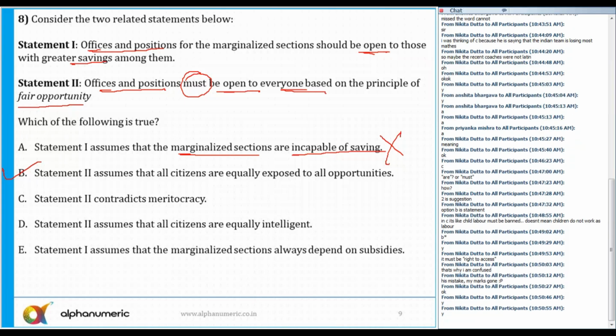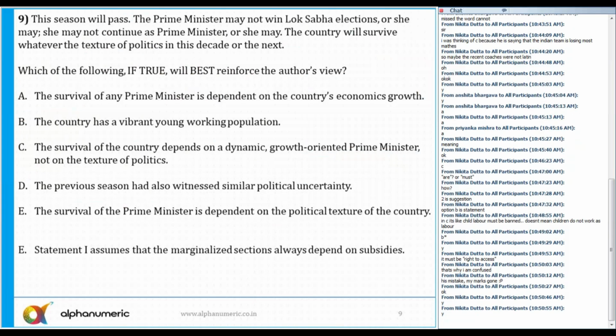Let's come to question number 9. This season will pass. The Prime Minister may not win Lok Sabha elections, or she may. She may not continue as Prime Minister, or she may. The country will survive whatever the texture of politics in this decade or the next. So, the country's survival does not depend on the Prime Minister. That is what he's trying to say.